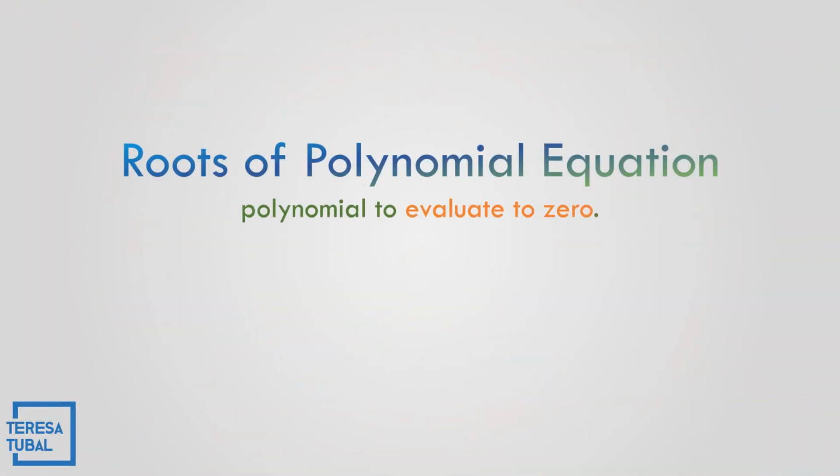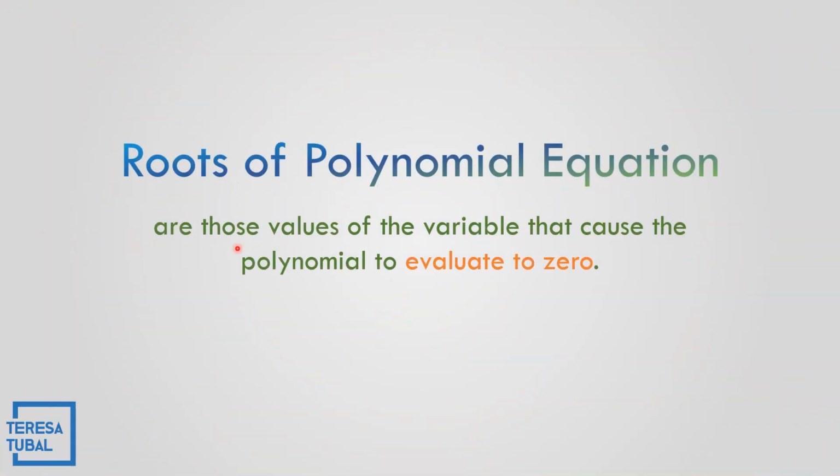What are the roots of the polynomial equation? These are those values of the variable that cause the polynomial to evaluate to 0. So the remainder must be equal to 0. It is also known as the zeros or the solution set. So they are all the same: roots, zeros, and solution set.